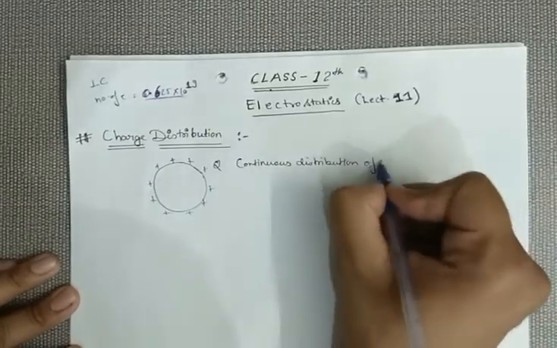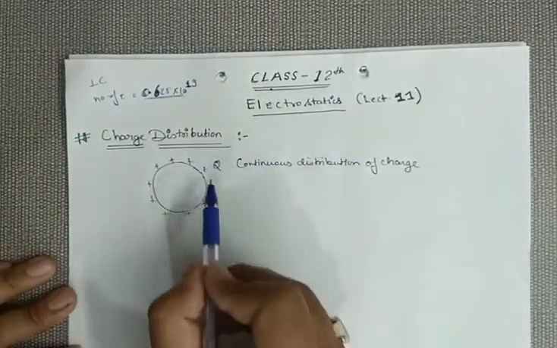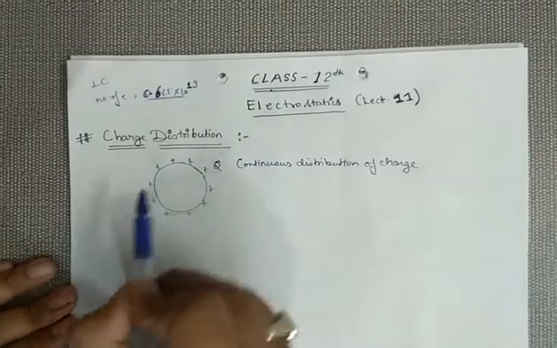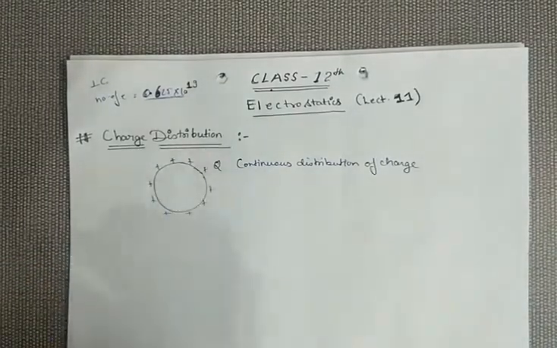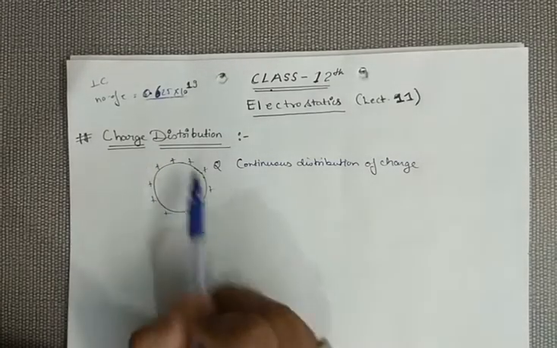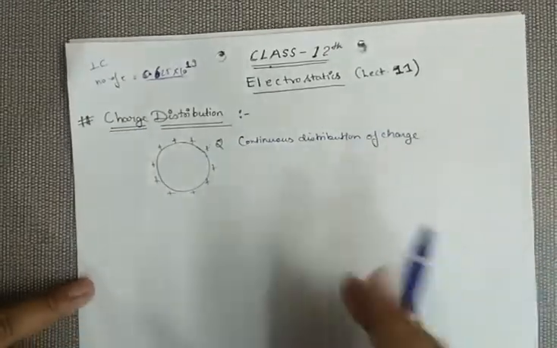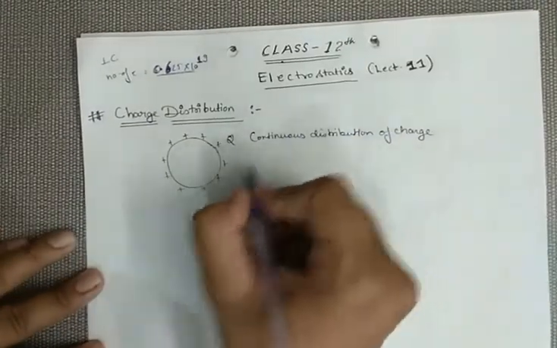So today we are going to deal with this continuous distribution of charge. Whenever charges are given to any conducting body, these charges spread on the body uniformly. If we take any non-conducting body, then the case is somewhat different. In non-conducting bodies we will study discrete distribution of charge, but right now we are just talking about conducting bodies where we are going to study continuous distribution of charge. So basically there are 3 types of distribution.